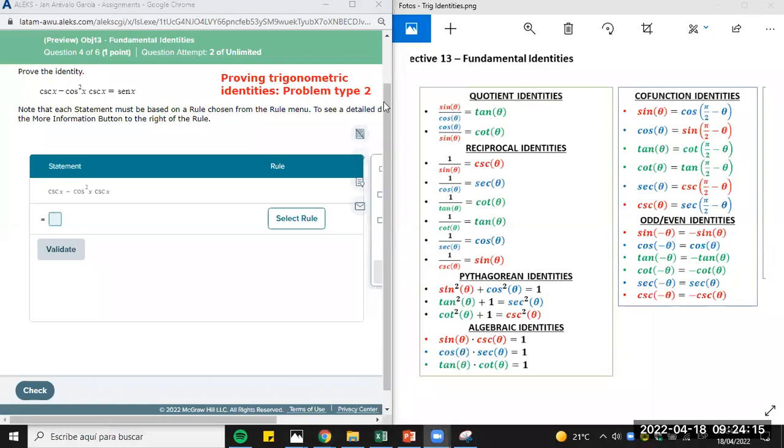Hey guys, another one of type 2. Let's see what do we have in here.